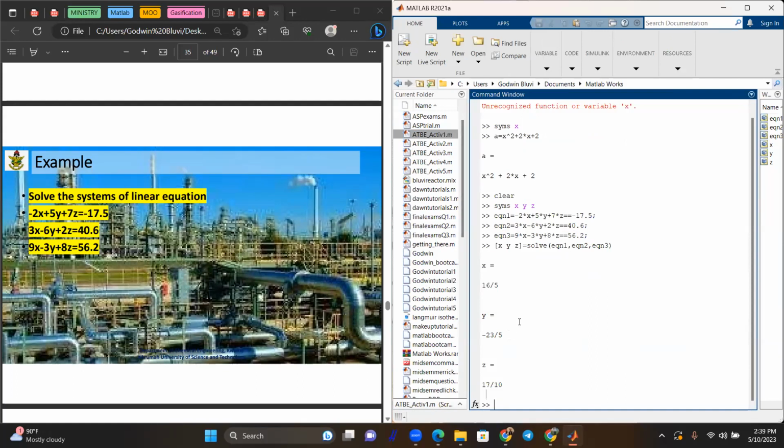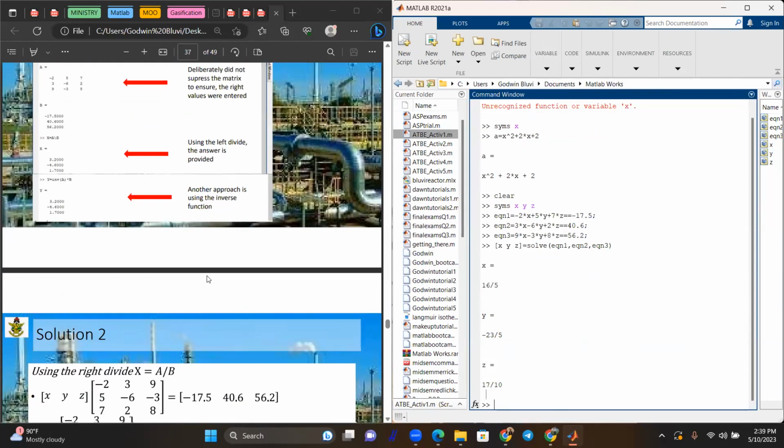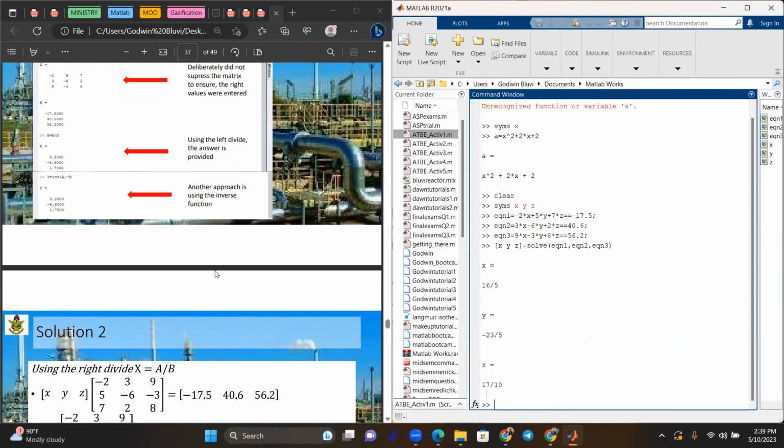I'll surely remember. So remember we had answers as 3.2, negative 4.6, and 1.7. So 17 over 10 is 1.7. 16 over 5 is what? 3.2. Then 23 over 5 is 4.6, right?